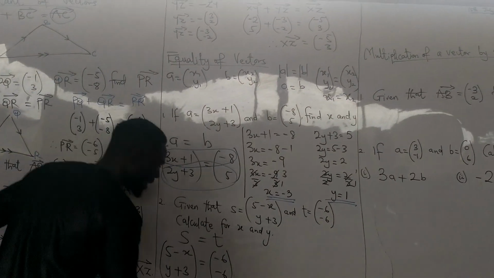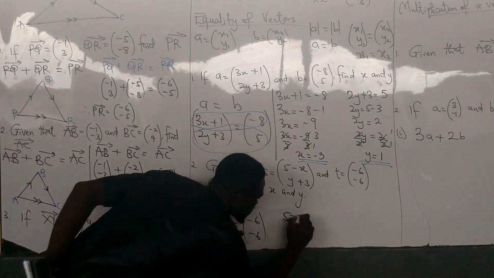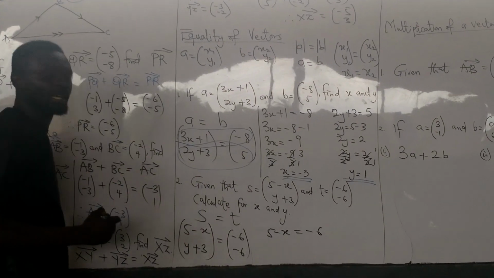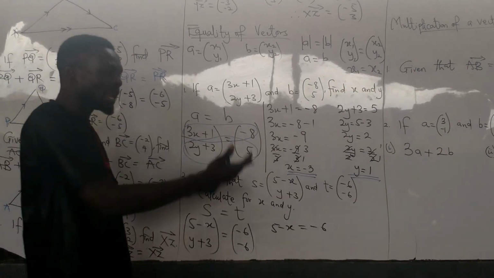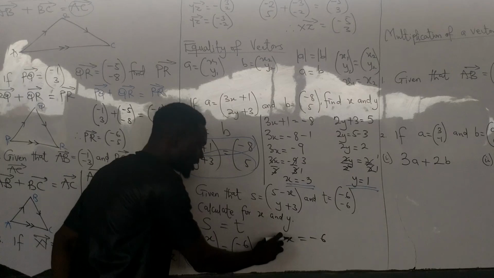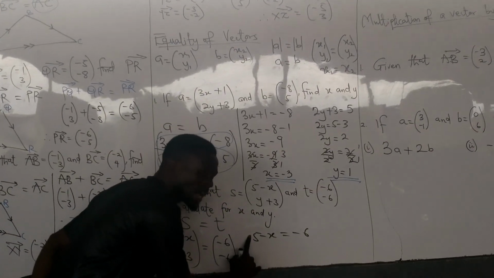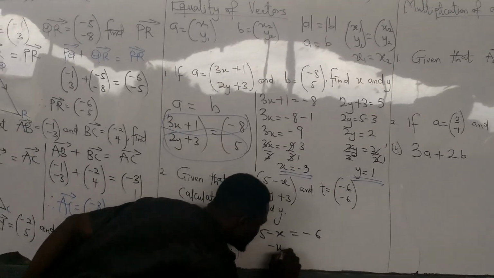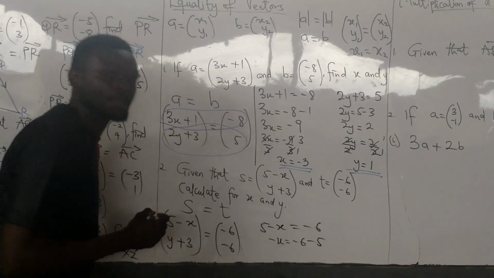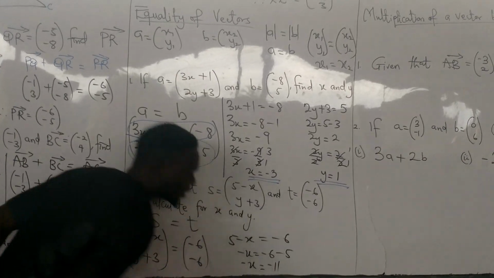So I'm going to say that the x here, which is 5 minus x, is equal to negative 6, which is the x component there. Then what do we do? We group like things. You can choose to take the x so that the 6 will come, or you take the 5 away. So if I want to take the 5 away, the sign in front of the 5 is positive. So this will be negative x is equal to negative 6. Positive crosses negative 5. Now I'm having negative x is equal to negative 11.